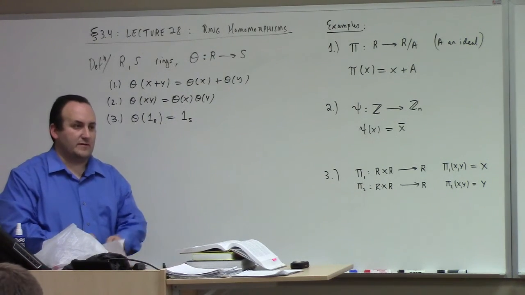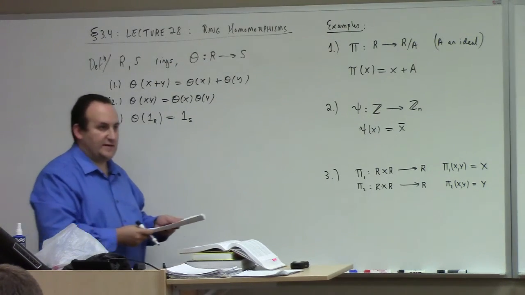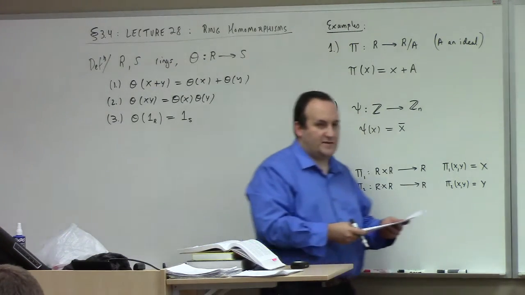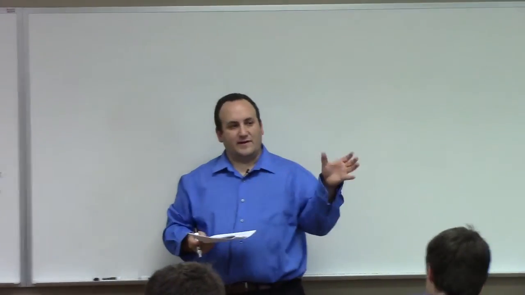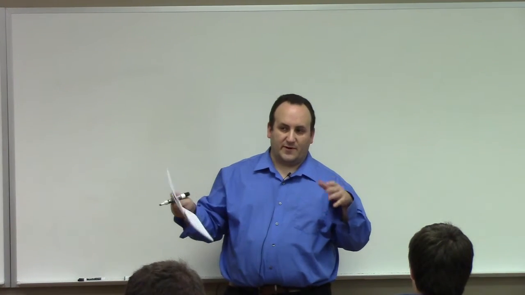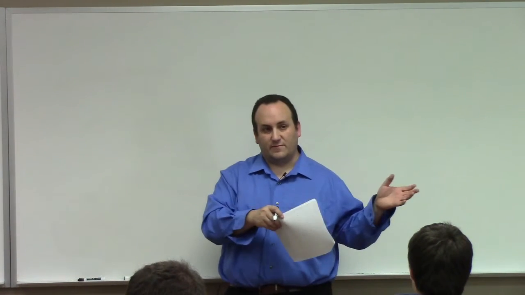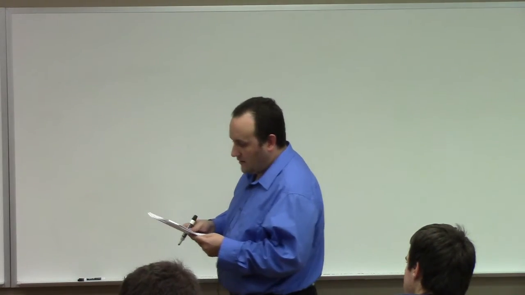Of course, you could have more. You could have a Cartesian product of n things and still look at projections onto any of the factors, or some subset of the factors in a natural way. I could have pi of (x, y, z), and if I just kept x and y, that would give me a homomorphism from R cross R cross R to R cross R. You could play games with more of these.